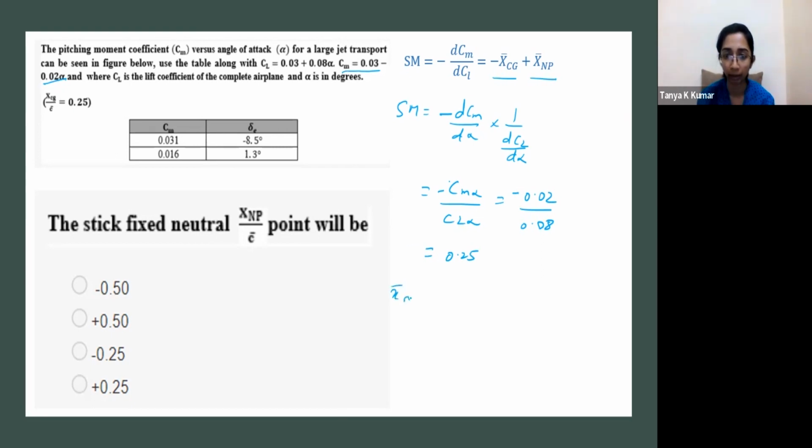So x bar np minus x bar cg is equal to 0.25. Okay, so now x bar np is 0.25 plus 0.5. Is this clear? Is this question clear? Yes. Thank you for confirming.